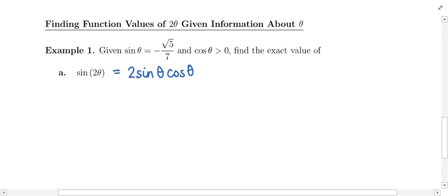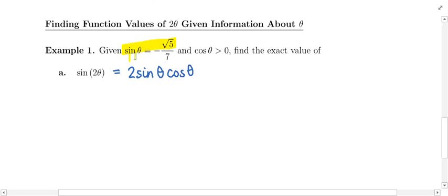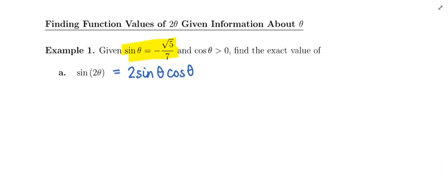To do this calculation, all you need is the sine of theta, which we already have. It's right here. But we also need the cosine of theta. We don't have the value of the cosine of theta. We just know that it's positive. So we're going to have to figure that out, and once we have it, we're essentially done. So let's talk about how we would do this.